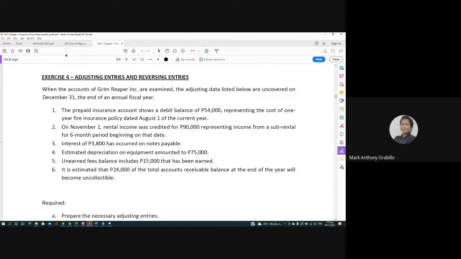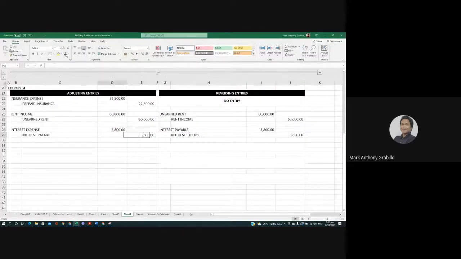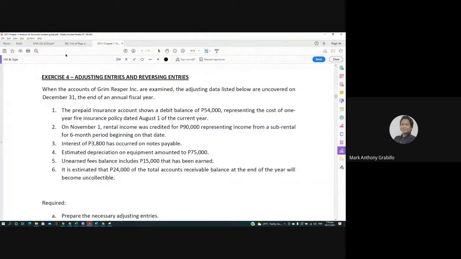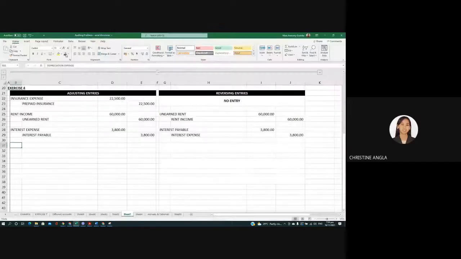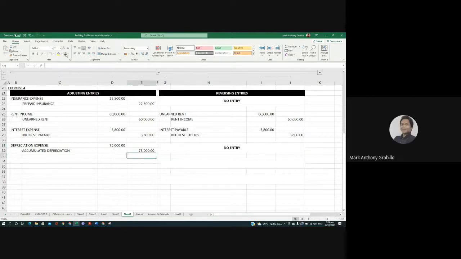Number 4, estimated depreciation on equipment amounted to 75,000 pesos. Anong adjusting entry natin, class? Depreciation expense, 75,000. Credit accumulated depreciation. Alright. So, may reversing entry ba? Wala po. So, no entry.